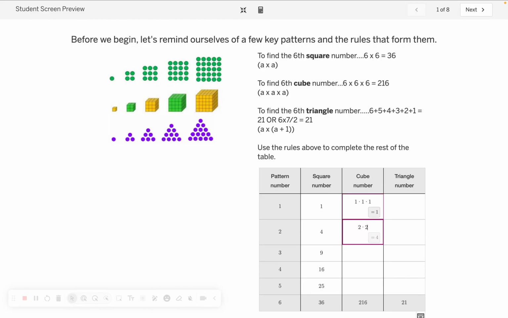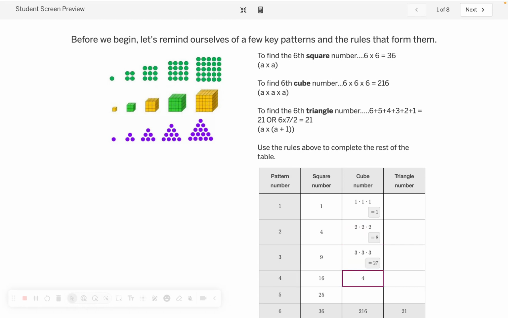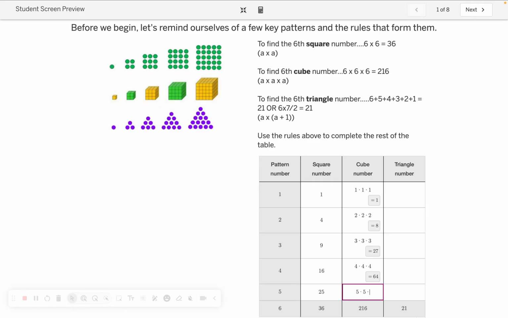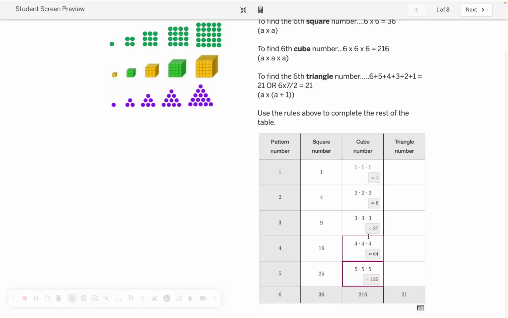The next one is 2 multiplied by 2 multiplied by 2. That gives me 8. Then 3 multiplied by 3 multiplied by 3. 4 multiplied by 4 multiplied by 4. And finally 5 multiplied by 5 multiplied by 5. So that gives me 125 for the cube number.